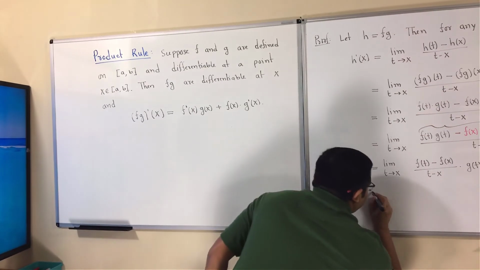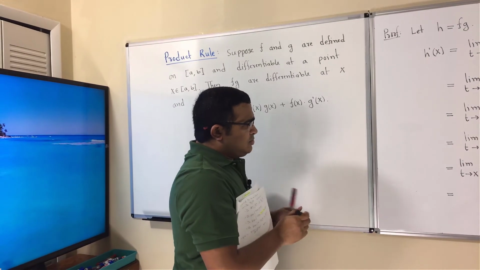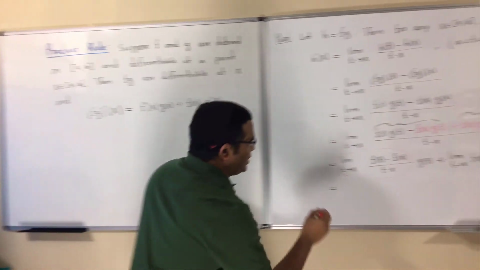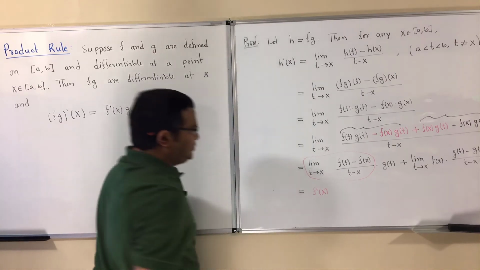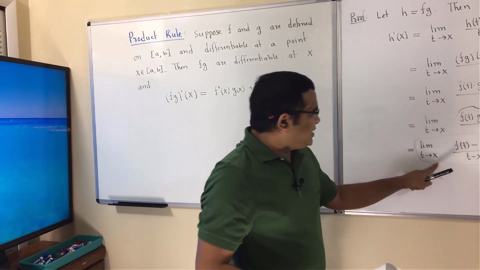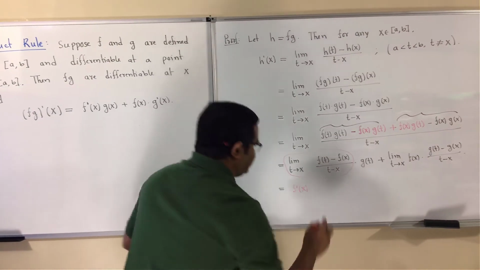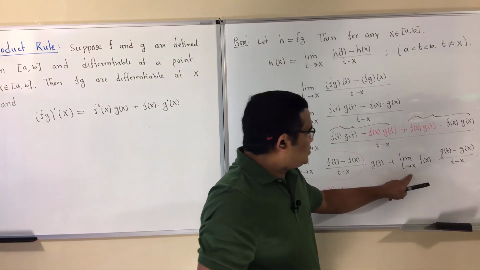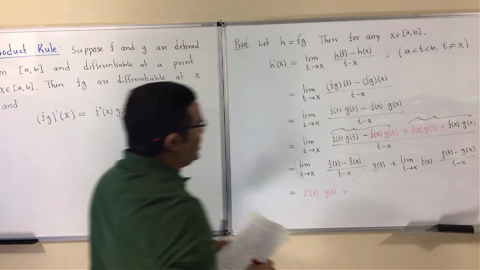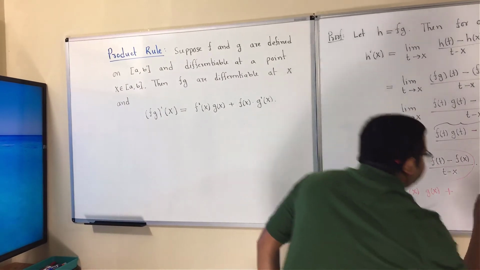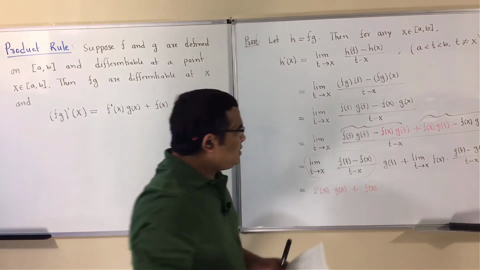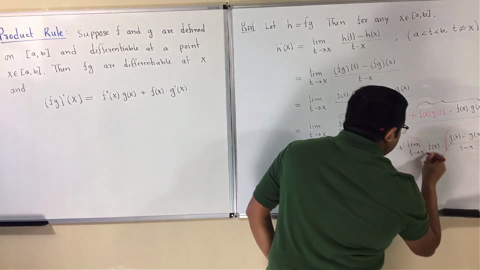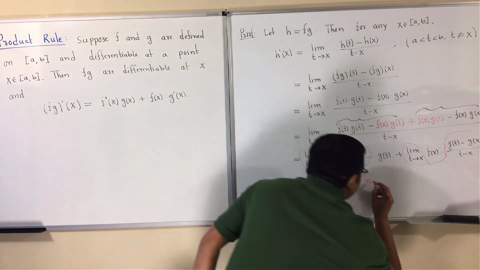Okay, now from the definition of derivative, this one becomes f prime of x, and when limit of t approaches x, then this would be g of x, plus when limit of t approaches x, this is f of x, so it would be the same f of x, and when t approaches x, then this part is g prime of x.